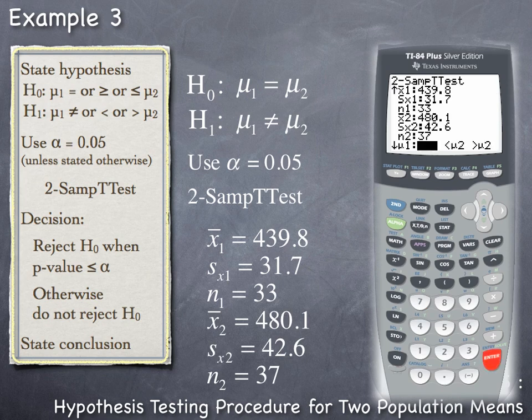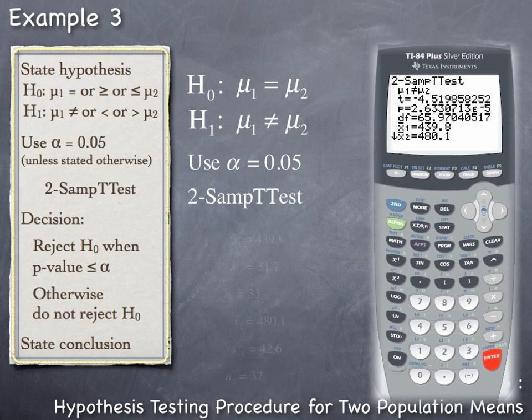Now H1 contains the not equal inequality. So not equal is selected. Pooled is no because we're not doing the pooled approach. Down to Calculate, Enter, and we get the resulting p-value.